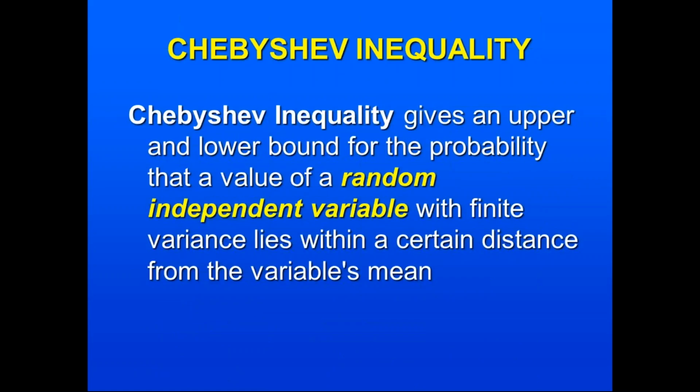So sometimes people say, well, that doesn't matter because Chebyshev's inequality will support the use. However, Chebyshev's inequality gives upper and lower bounds for the probability of a value of a random independent variable with finite variance lying within a certain distance from the variable's mean. Well, once again, we're not talking about anything random or independent, so Chebyshev's inequality doesn't apply either.